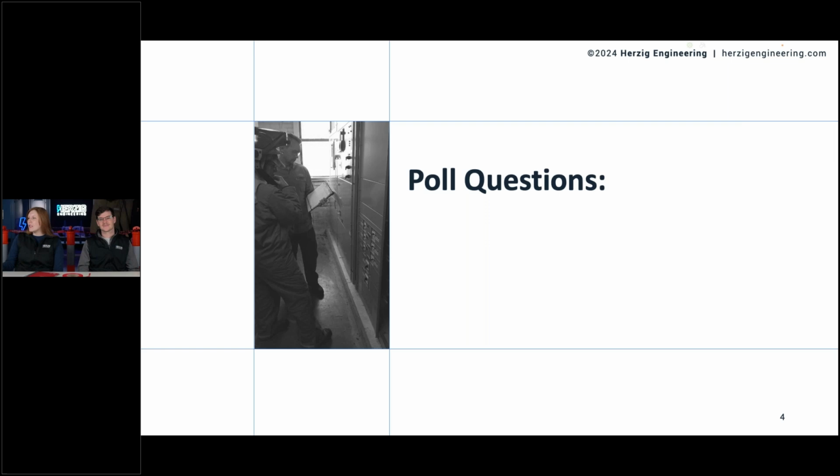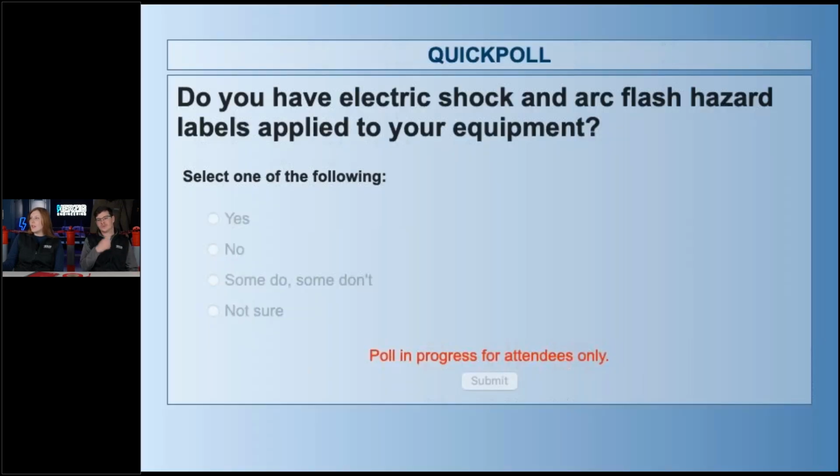Yeah. All right, so let's open it up with a couple poll questions to get us started. So first off, do you have electric shock and arc flash hazard labels applied to your equipment? These are going to be what tell you how far out the boundaries are, essentially. You should be able to click yes, no, some do, some don't, maybe some's labeled, but some's not, or not sure. Maybe you just haven't really looked. There should be a poll popping up for you. Select which one and click the submit button.